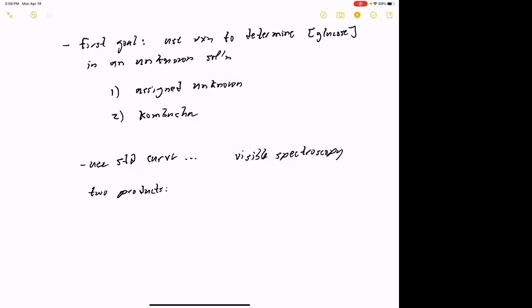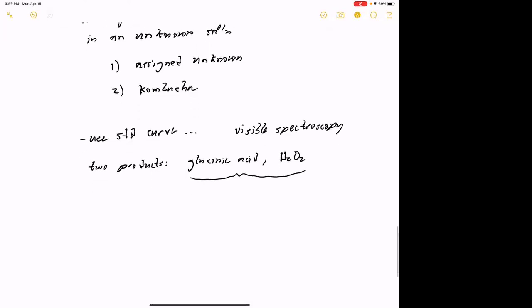And the two products we make are gluconic acid and hydrogen peroxide, which is H2O2. Now, the problem with these is both of them in liquid solution are clear and colorless. So what does that tell me about them? Well, they're like the iron. They don't absorb visible light.